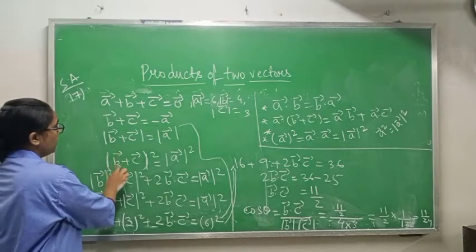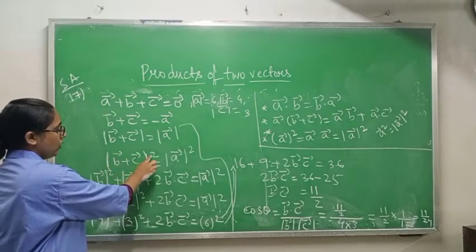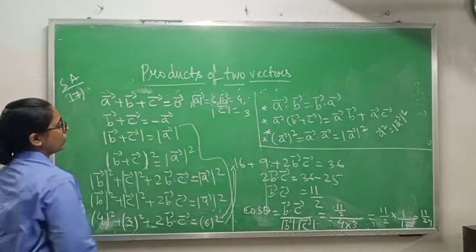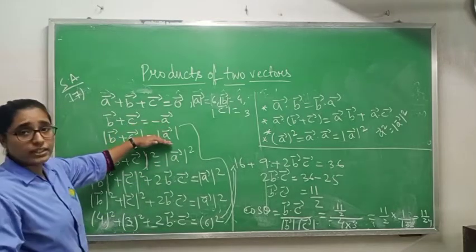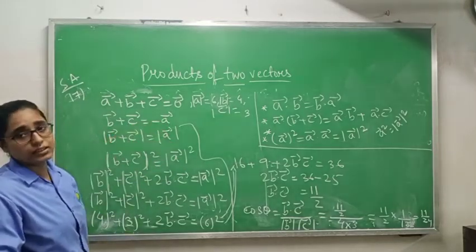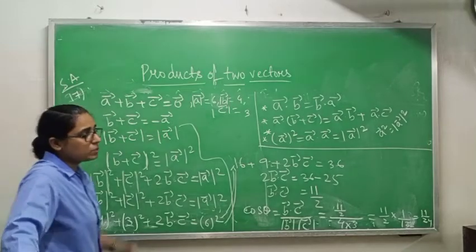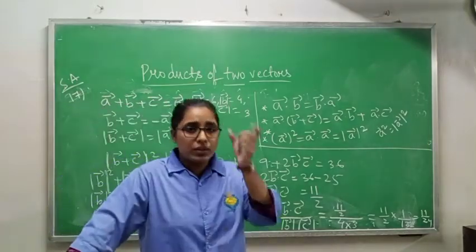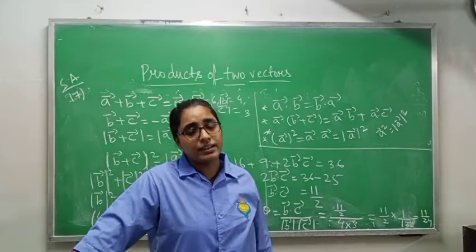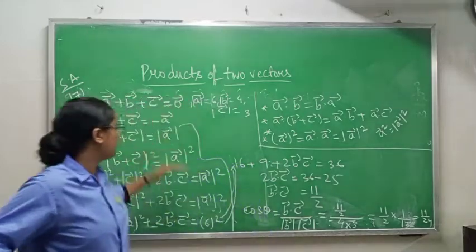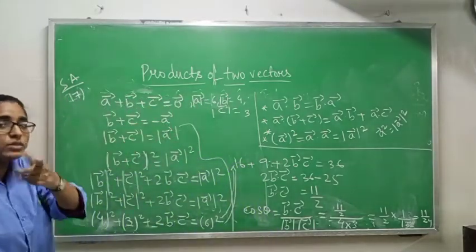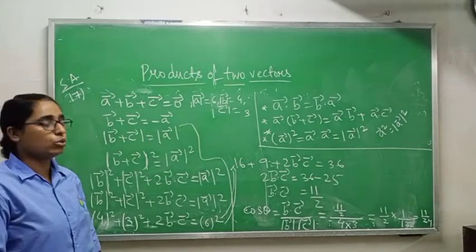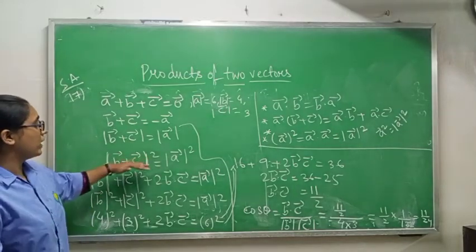If I square both sides, it will come |b vector + c vector|² equals |a|². Now see this one, from here to here when I am coming, I am not writing the minus sign. Why? Because this is the property of mod: whenever we take the mod, the minus sign will be removed. To remove this minus sign, first I am taking the mod. Now I am squaring both sides.